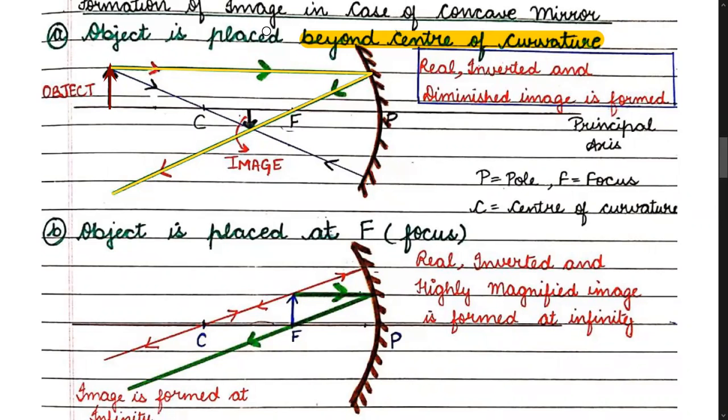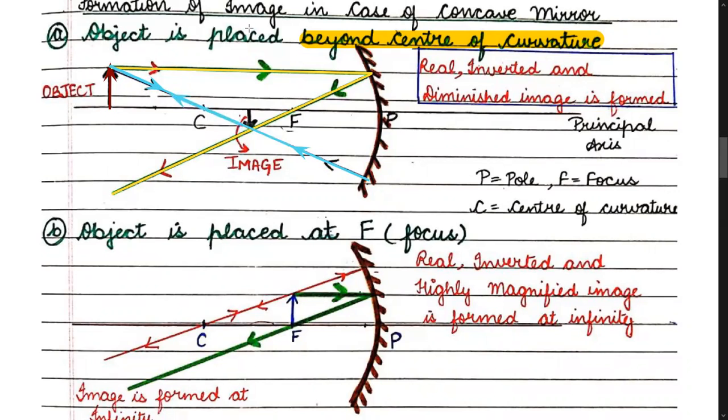While, students, the second ray which I'll take is a ray passing through the center of curvature and striking the mirror. Now what will happen? After striking the mirror, the ray will retrace its path backward. So, if a ray is going through the center of curvature, after striking the mirror, the reflected ray is also coming back in the same direction.